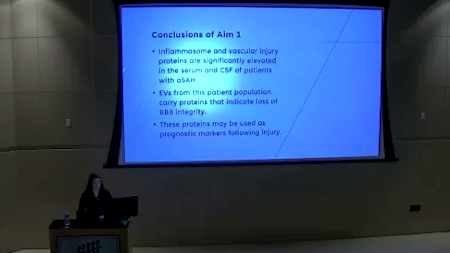So altogether, the conclusions of AIM-1 are that inflammasome and vascular injury proteins are significantly elevated in the serum and CSF of patients with hemorrhage. The EVs from this patient population carry proteins that indicate loss of blood-brain barrier integrity, and these proteins may be used as prognostic markers following injury.